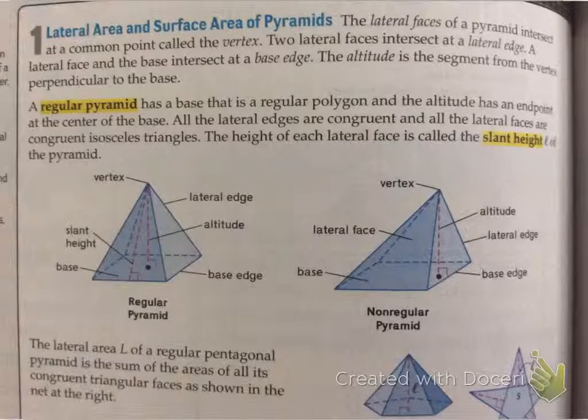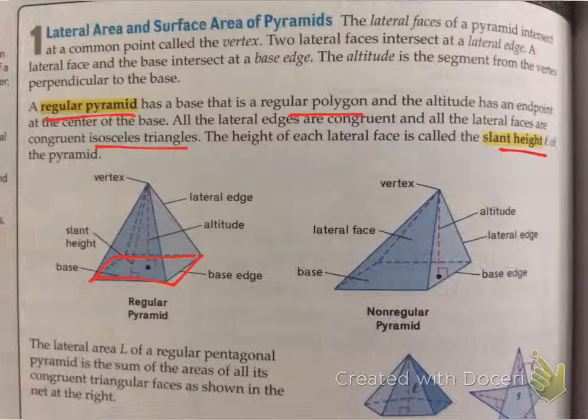So, what is a pyramid? A regular pyramid has a base that is a regular polygon. In other words, it could be a square, it could be a pentagon, but the sides would all be the same. And that's what I'm going to stick with, okay? The lateral faces are congruent isosceles triangles. The height of each lateral face is called a slant height.